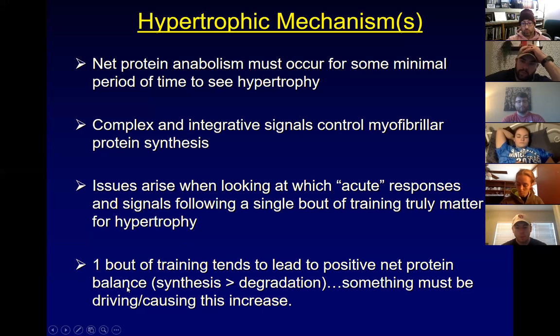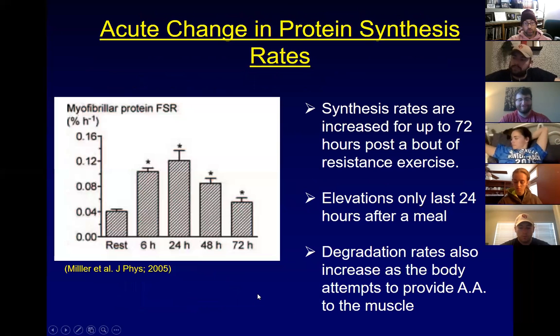What we do know is that a single bout of training tends to lead to a positive net protein balance. We're going to get to a place where synthesis tends to exceed degradation. And it's a weird process. Some of it may be that synthesis stays the same and we blunt degradation afterwards. In some instances, they observe that both synthesis and degradation go up, but synthesis goes up to a greater extent than the increase in degradation. And so the net of all of that is that we're in a more positive protein balance. So the idea then is, well, something has to be driving or causing this. There's something about what you did today that activates certain pathways that are then going to cause this increase.